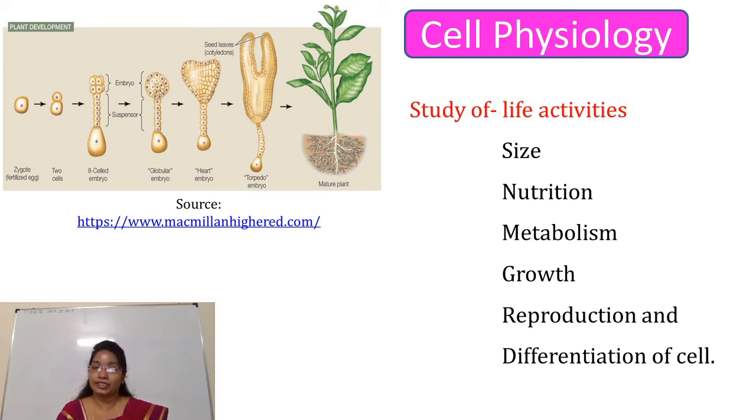The third branch is cell physiology. It is also one of the important branches associated with cell biology. In this branch, one can study the life activities of cells, such as growth, reproduction, differentiation, metabolism, nutrition and size of the cell, and how the growth and development of a particular cell occurs. So in cell physiology, one can study growth, development, reproduction and differentiation of cell.